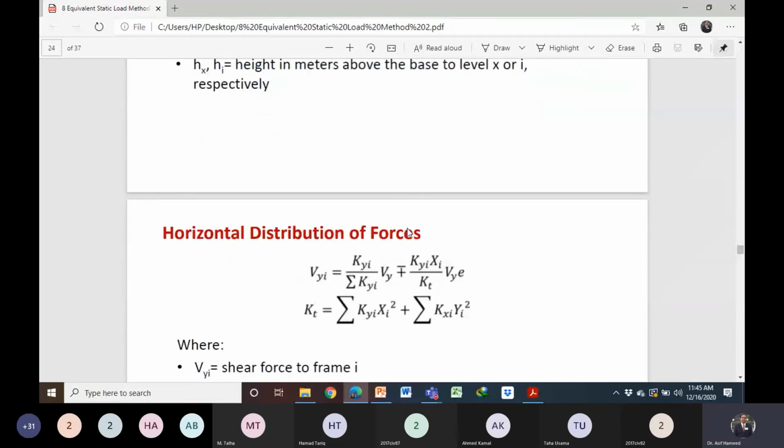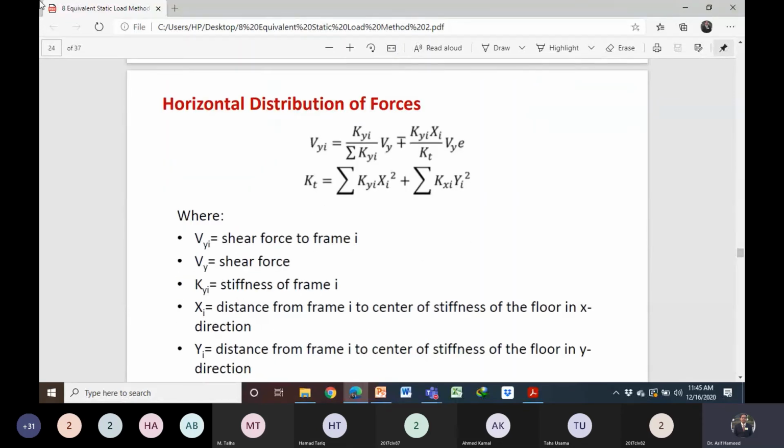This is a vertical distribution. This is the horizontal distribution. Okay, this is the horizontal distribution of the forces in the different frames. Stiffness of that frame divided by the total stiffness of the frames, all the frames in that direction, multiplied by the total base shear. And look at this part now.